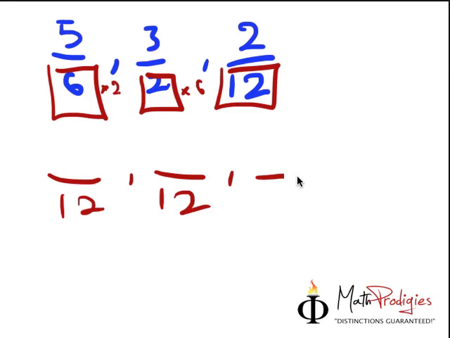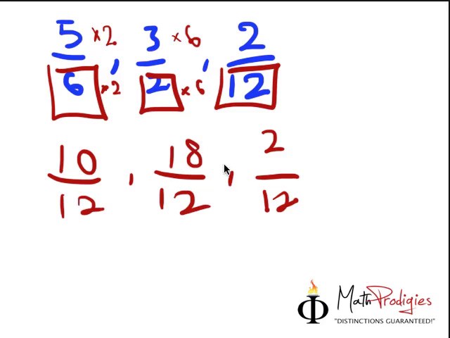Okay, and of course, we must be fair to the numerator. If we multiply 2 to this denominator, we must multiply 2 to the above. If we multiply 6 below, we must multiply 6 above. 5 times 2 gives me 10, 3 times 6 gives me 18, and 2 over 12 is still 2 over 12 because we're not changing a single thing.